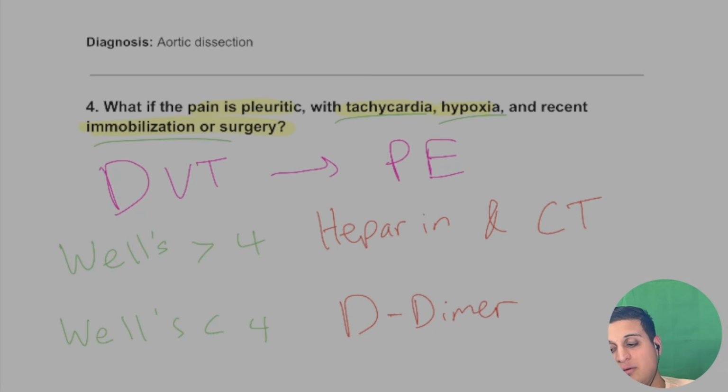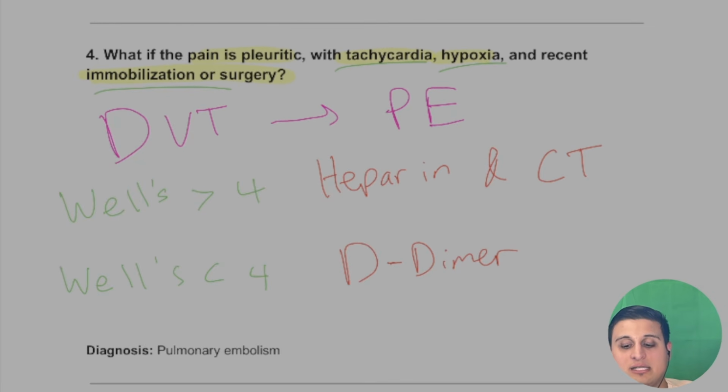But in this case, this is where we do something like a D-dimer and then possibly do some sort of CT after. And the CT, we're going to look at the pulmonary arteries, see if there's something going on. They might say something like a helical CT or a spiral.